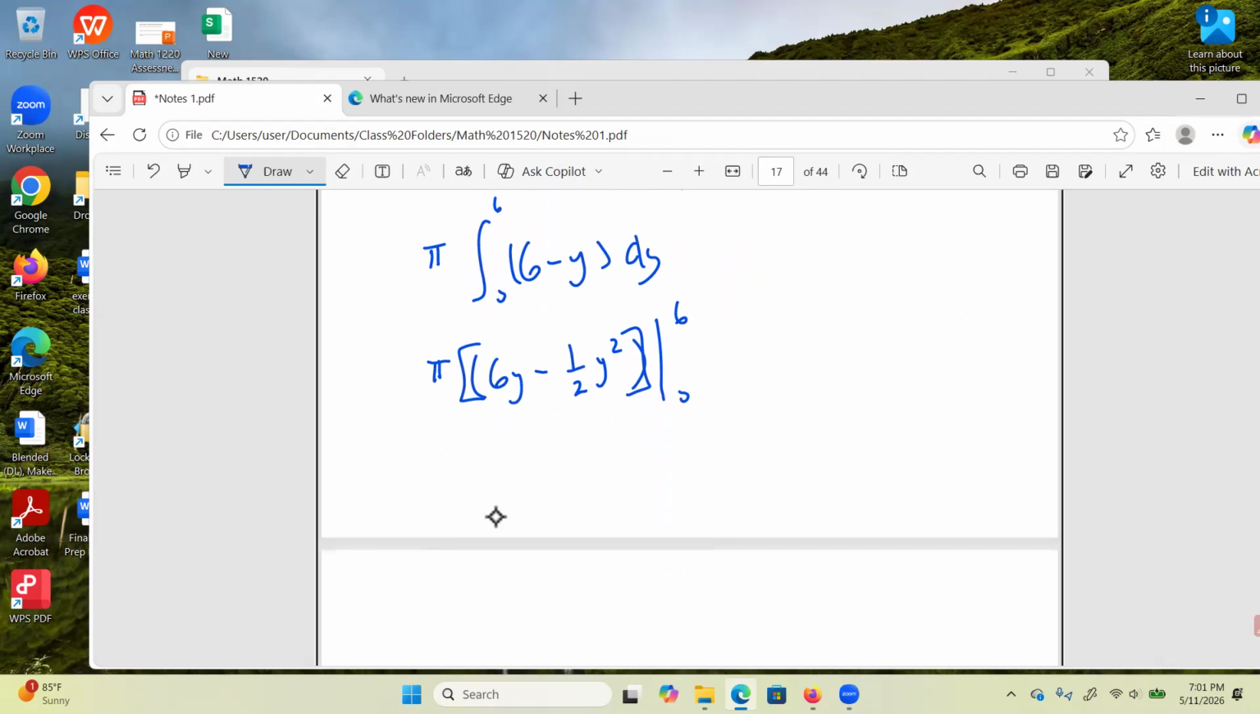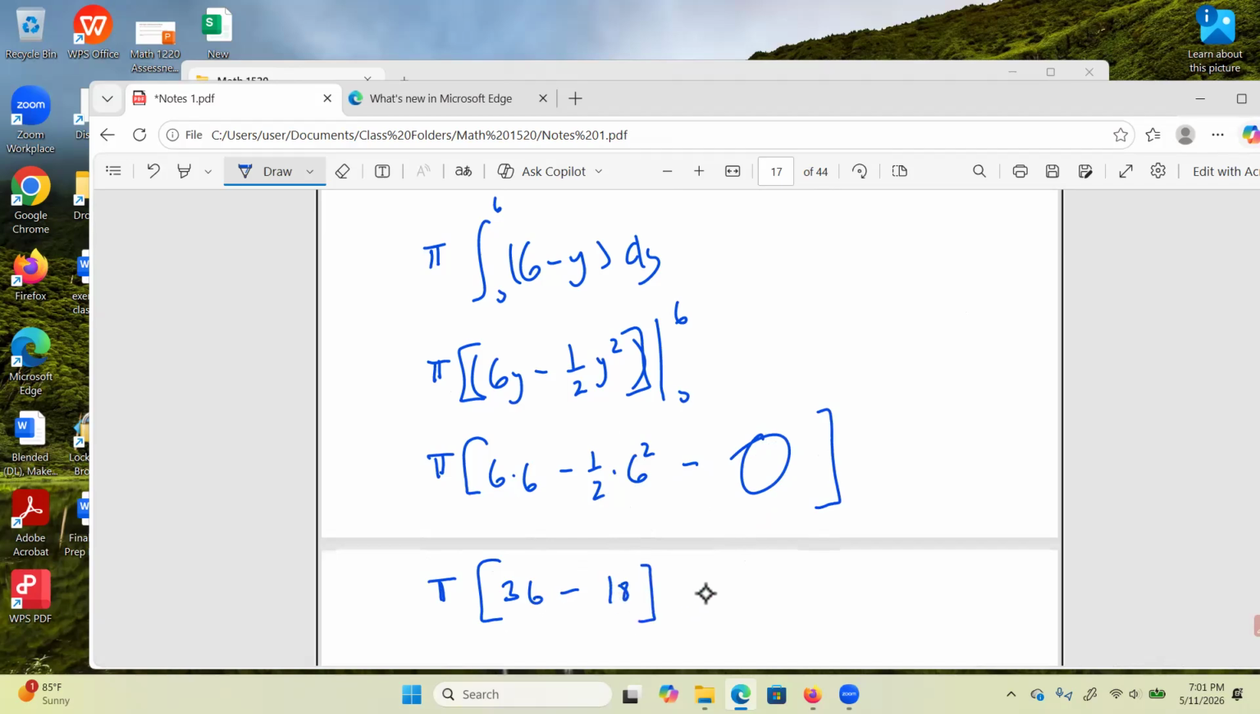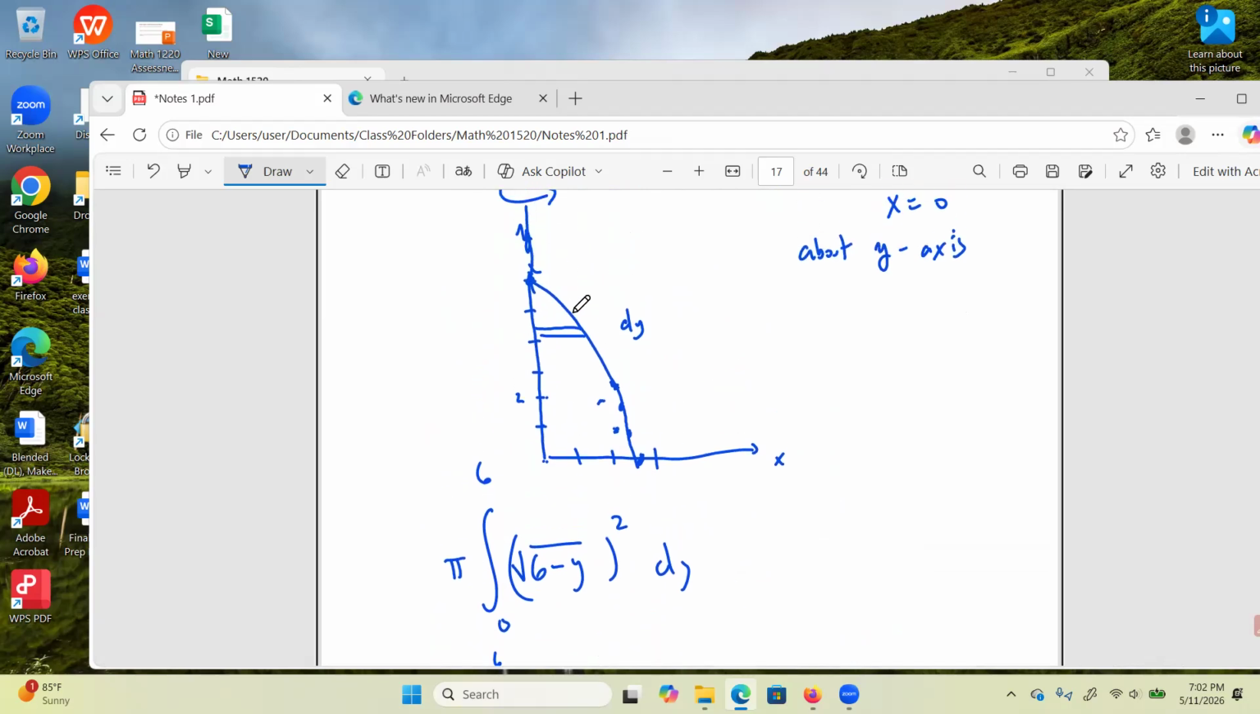So we plug in the 6, we have pi times 6 times 6 minus 1/2 times 6 squared. Minus, now I'm going to plug in 0. All of that is 0 when I plug in 0. That's not always going to be the case, but it frequently is. So we have pi times 6 times 6 is 36 minus 1/2 of 6 squared, and 1/2 of 36 is 18. So we have 36 minus 18, which gives us 18 pi. And that is the volume of the solid that we have sitting on this piece right here.